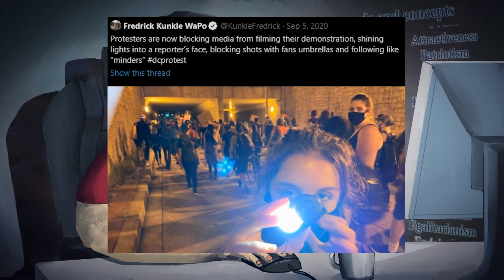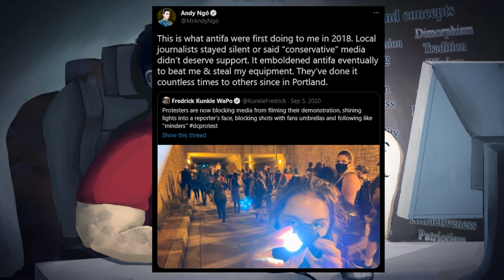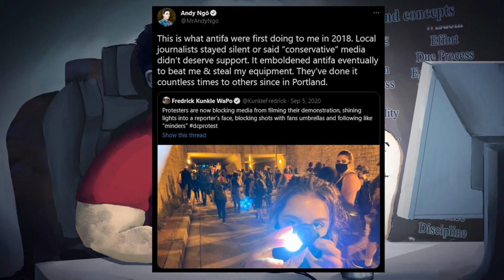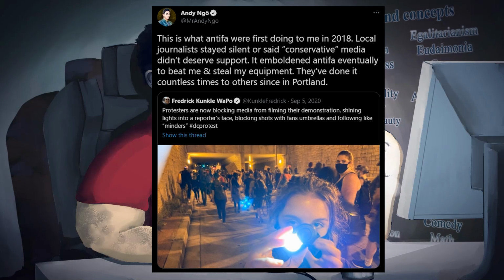A protest in DC saw protesters wearing masks, yes, because of COVID, but this wasn't allowed before, and shining lights into the cameras of media to prevent them from documenting who was actually there. Andy Ngo pointed out that this is what Antifa were first doing to me back in 2018. Local journalists stayed silent or said conservative media didn't deserve support. It emboldened Antifa eventually to beat me and steal my equipment.